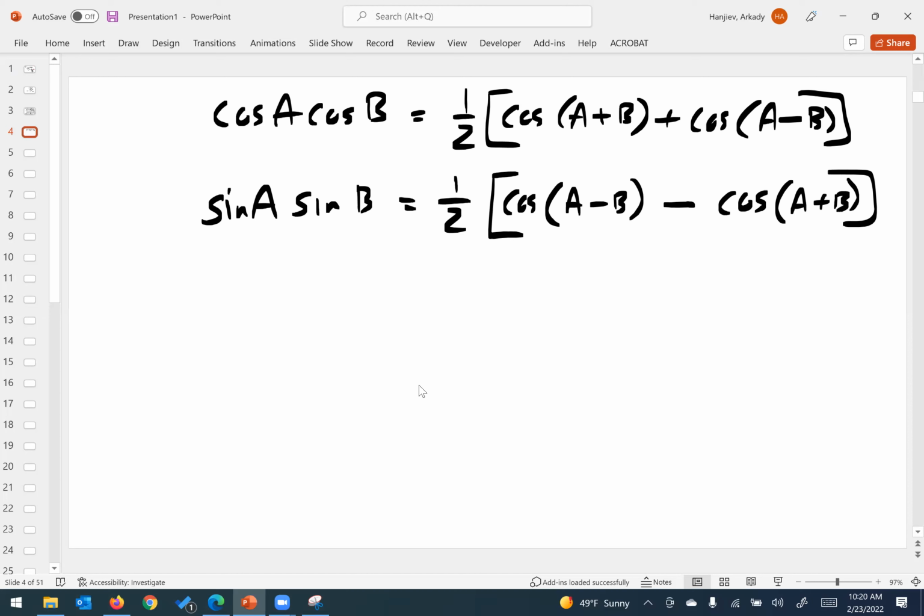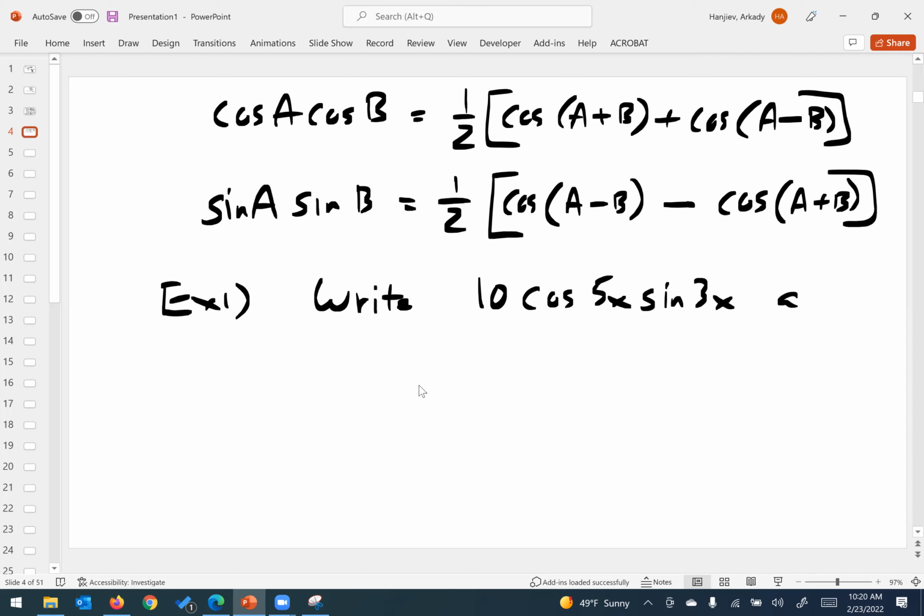Okay, so let's do this here. Exercise 1. How about this? Write 10 cosine of 5x sine of 3x as a sum or difference.